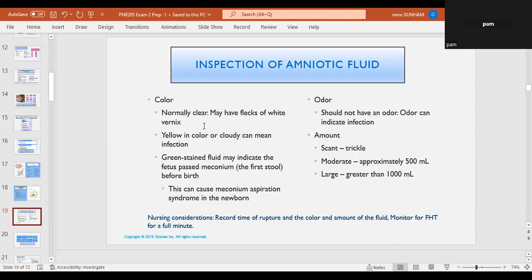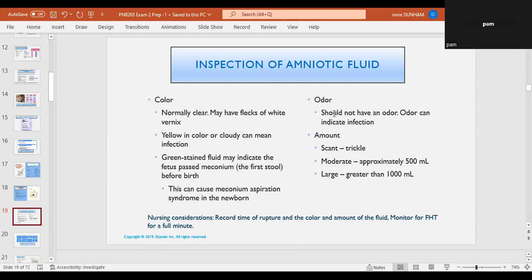So remember, the color is normally clear for amniotic fluid. If you have green-stained fluid, that means the fetus passed meconium, which is the first stool. Now, this can cause meconium aspiration syndrome in the newborn. Okay, so we talked about this, and your role in the labor room would be what? To make sure that the wall suction is working. There's nothing worse than having your wall suction not hooked up and working.